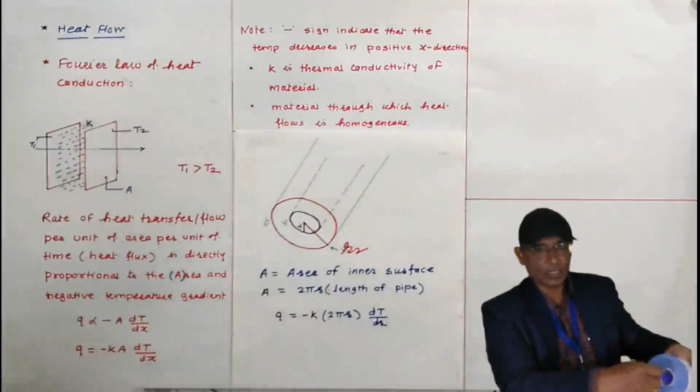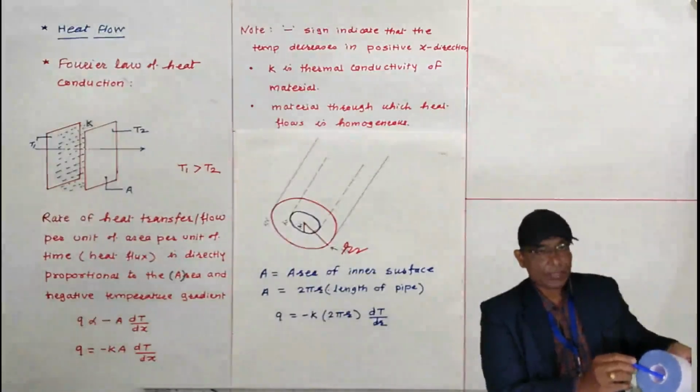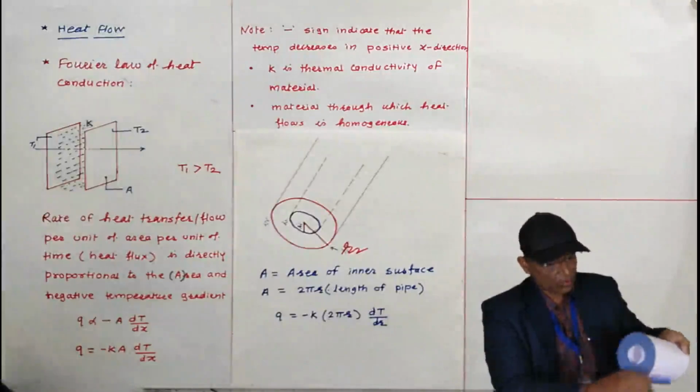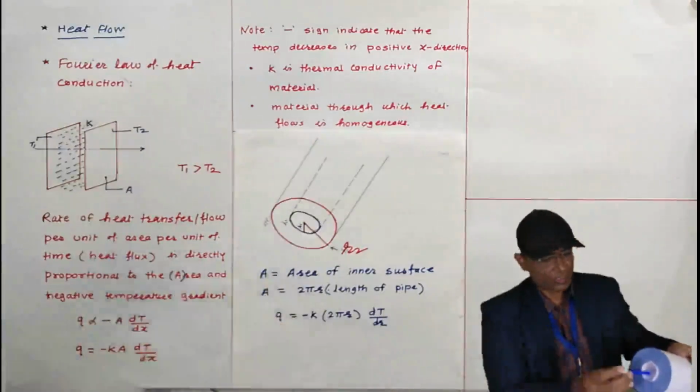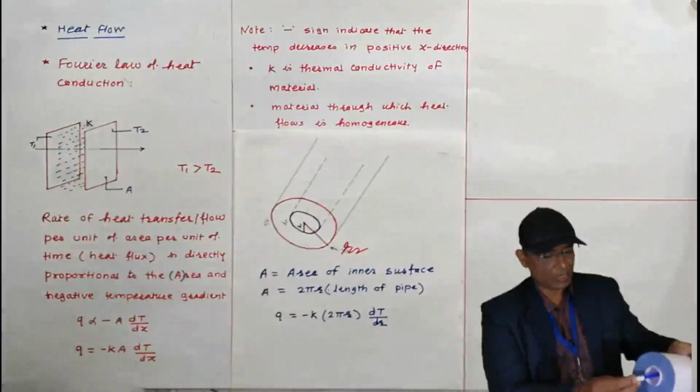This white one is the inner surface, and this is the outer surface. At the inner surface, the temperature is T1. At the outer surface, the temperature is T2. This is the axis of this cylinder, the axis of the pipe, you can say. This plane is the axis.